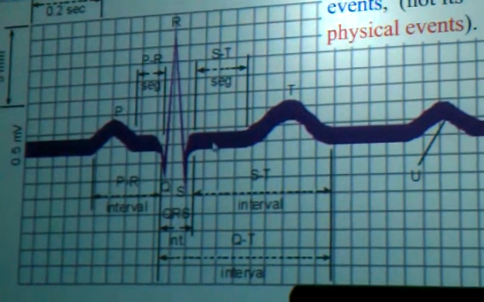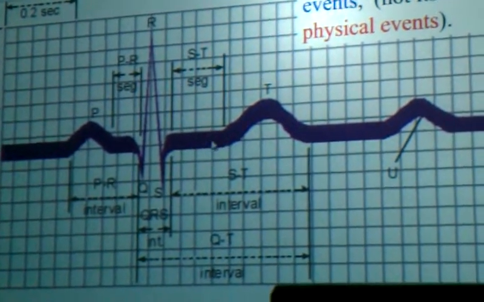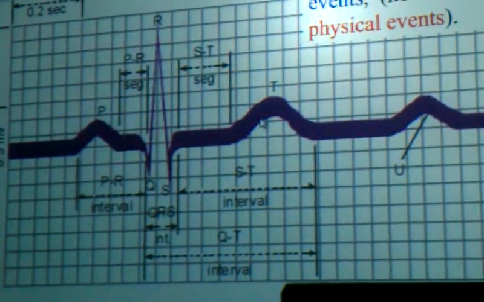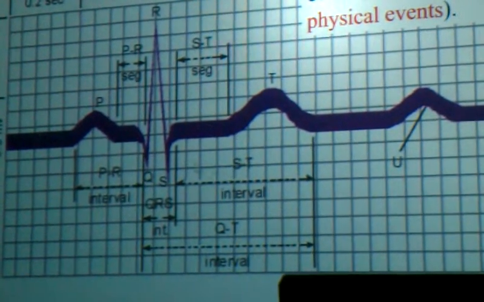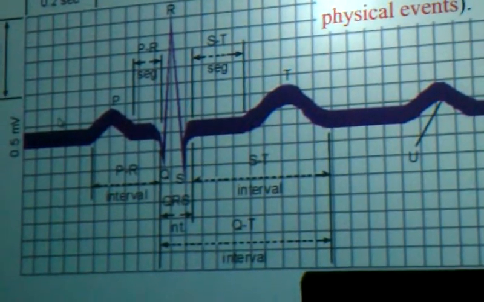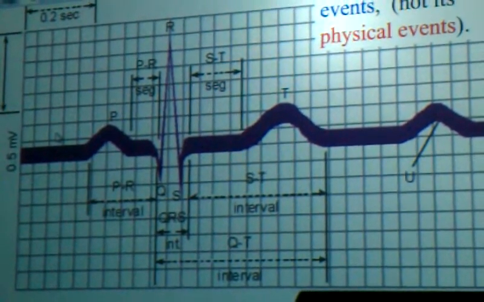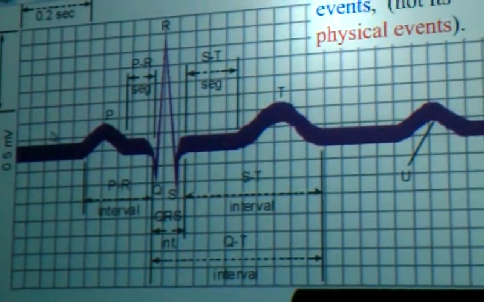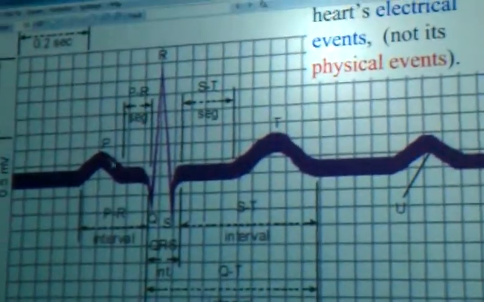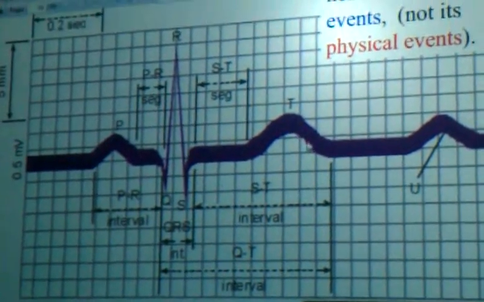And then we have this space over here, and then a final bump. This is called the T wave. And the T wave is an indication of the cardiac muscle tissue repolarizing and getting ready to have another electrical current pass through it again for the next heartbeat. Okay, so we have a P wave, a QRS complex, and a T wave.